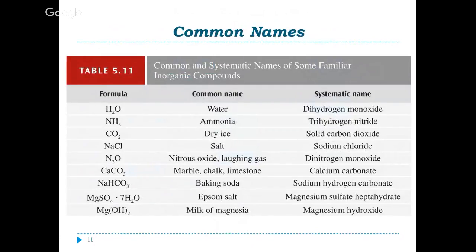We also know that there are some common names of particular compounds. And then, of course, we always have a systematic name that is associated with things. So we know H2O is water. However, we would name that dihydrogen monoxide because there's 2 H's, 1 O. Ammonia, trihydrogen nitride. Dry ice, carbon dioxide. Solid, right? Otherwise, it's CO2 that we breathe out.